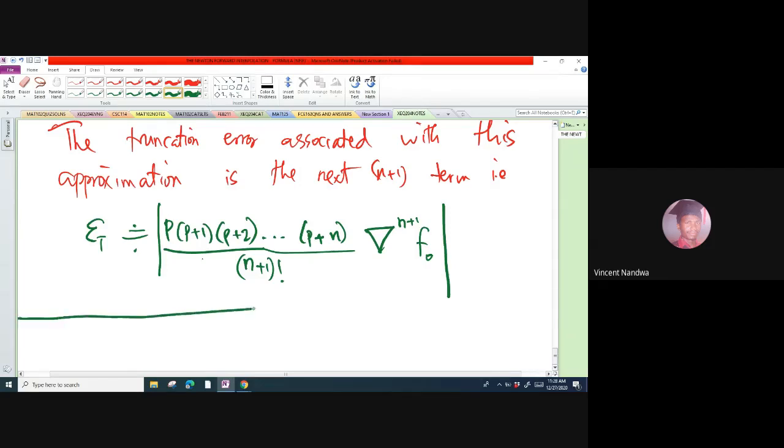So that's the end of the derivation of the two formulas, Newton forward and Newton backward interpolation formulas. So in the next lesson, we'll give examples on how to apply them.